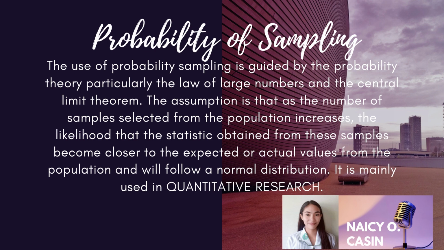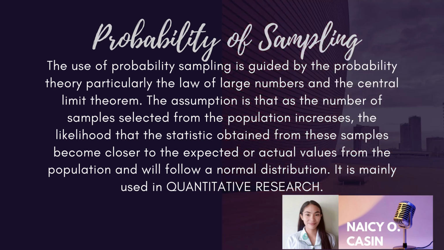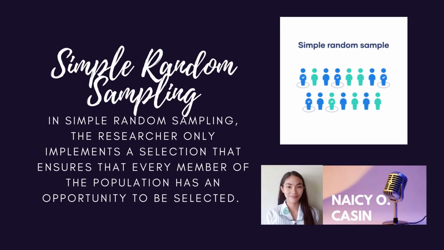It is mainly used in quantitative research. Simple random sampling. In simple random sampling, the researcher only implements a selection that ensures that every member of the population has an opportunity to be selected. Sa method na 'to, kitang-kita natin yung chances na makakasama yung ibang tao sa study natin saka yung randomization.